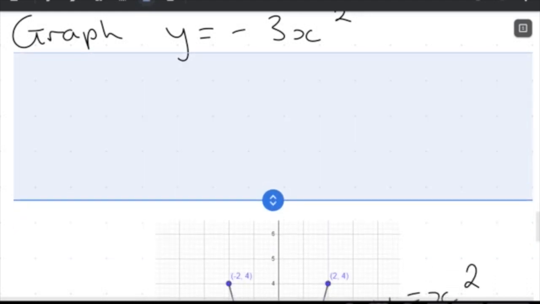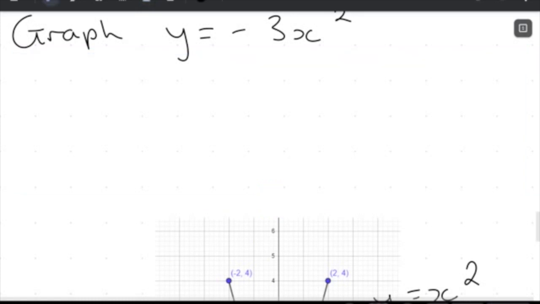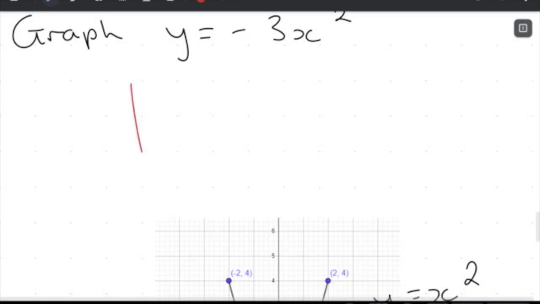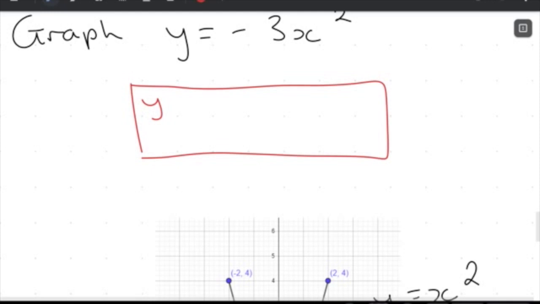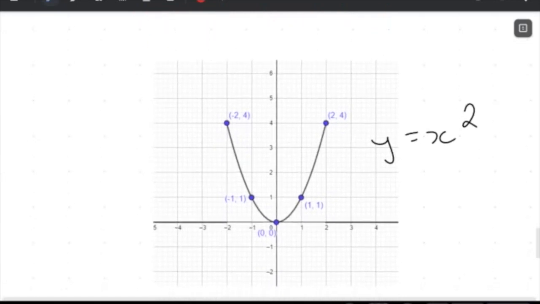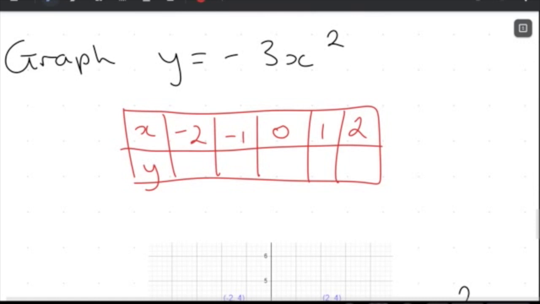Okay, so let's give ourselves some room to work. I want to draw up a table of values again. So, I have my x, I have my y, and I'm going to draw up all of my x values that I'm going to be working with. So I have my -2 all the way up to +2.